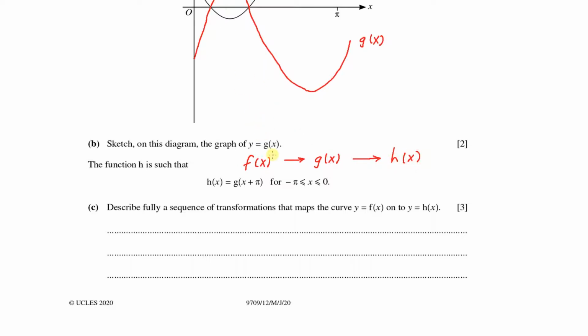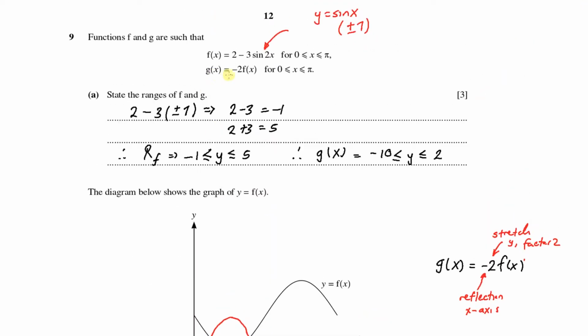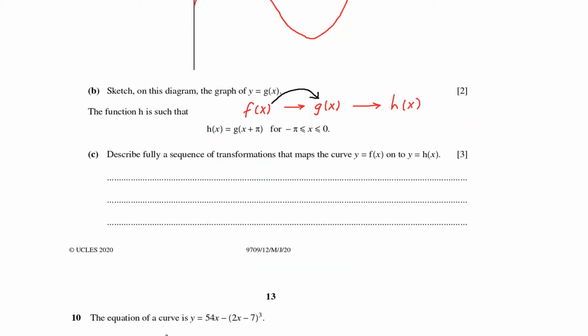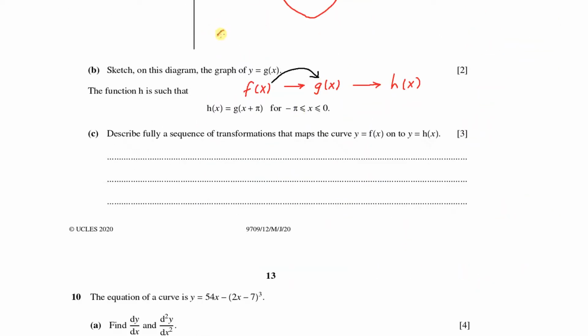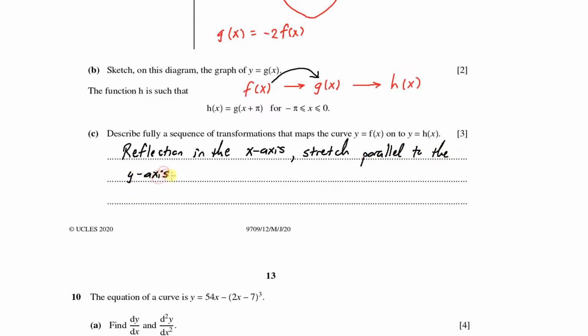Now, from f of x to g of x, what were the transformations? We learned from the question that g of x is minus 2 of f of x. So we had g of x being equal to minus 2 of f of x. So we said this represents a reflection in the x-axis. That's represented by the negative sign, and also followed by a stretch parallel to the y-axis by factor of 2.